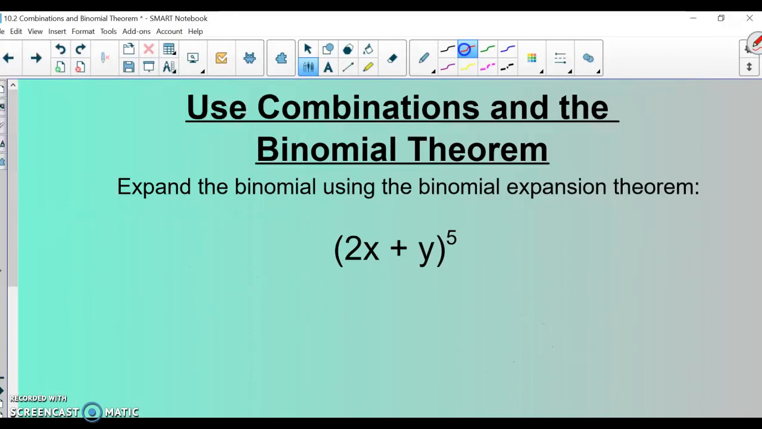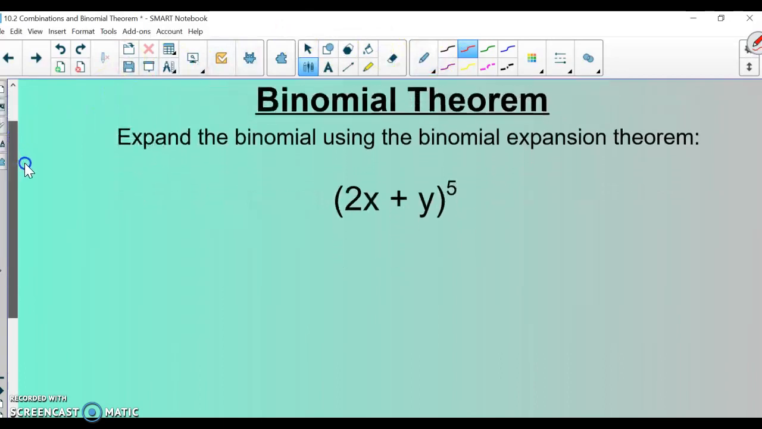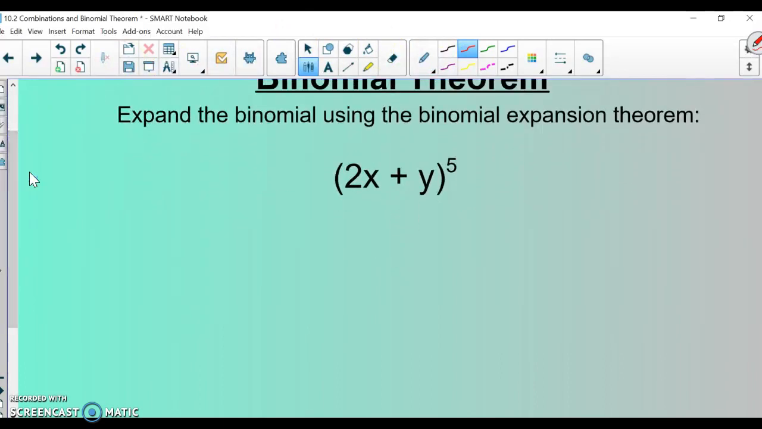We got a couple more. Let's do one more. Let's just do this one here. 2x plus y to the 5th power.